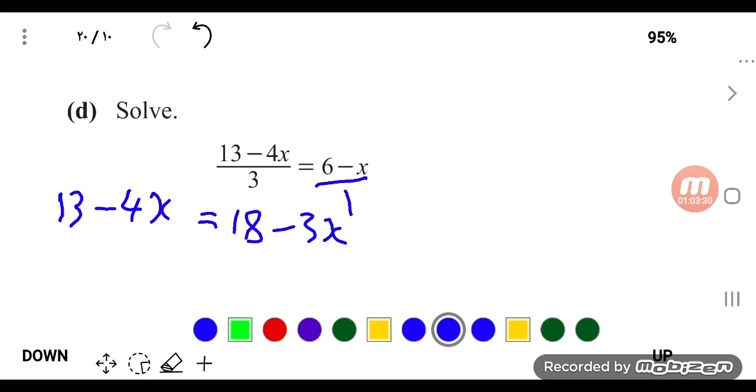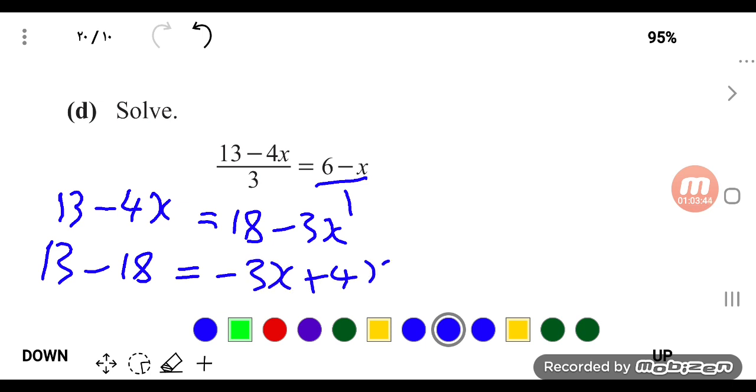Now take the x variables to one side and the constant numbers to the other side. You get 13 minus 18 is equal to negative 3x plus 4x. Then 13 minus 18, you get minus 5 is equal to x. And that's the answer, x equals minus 5.